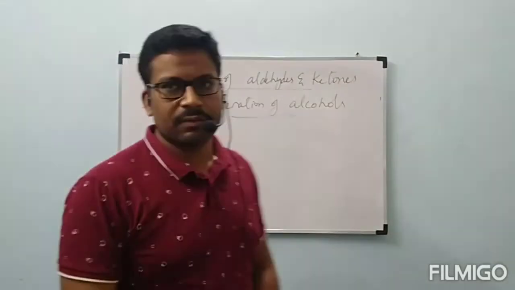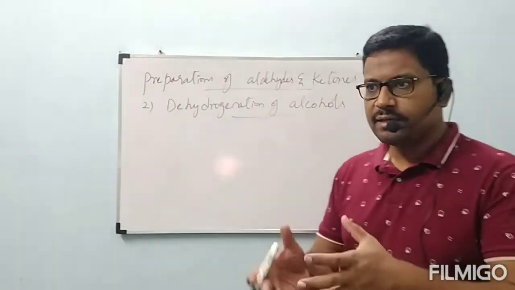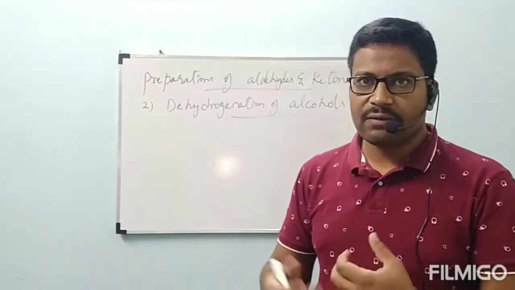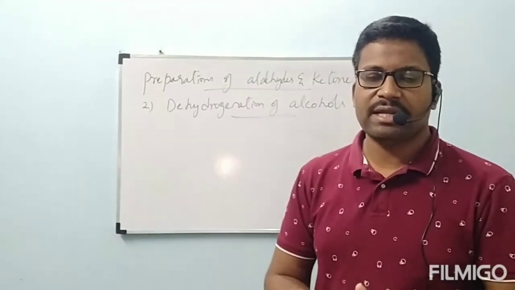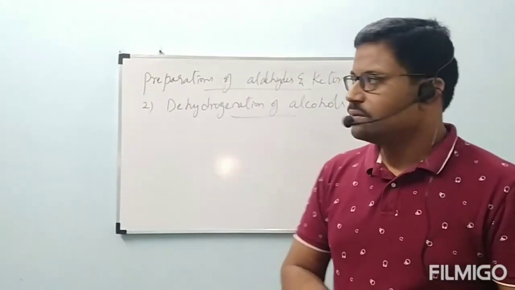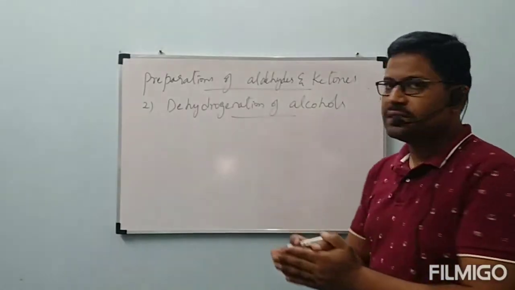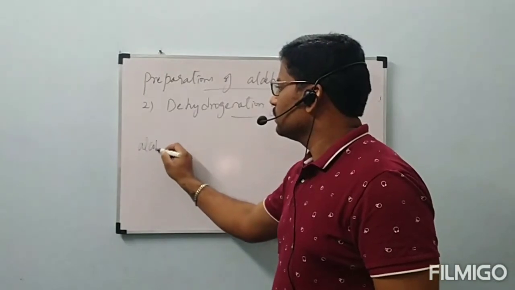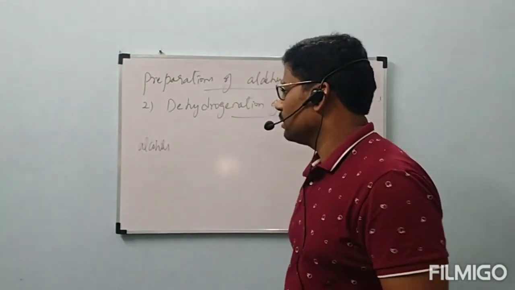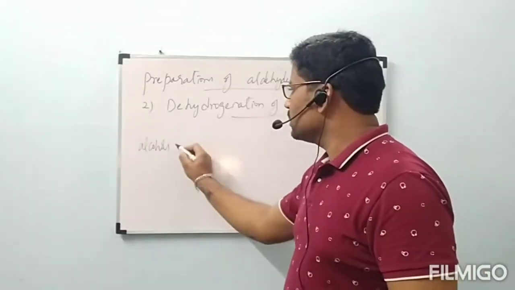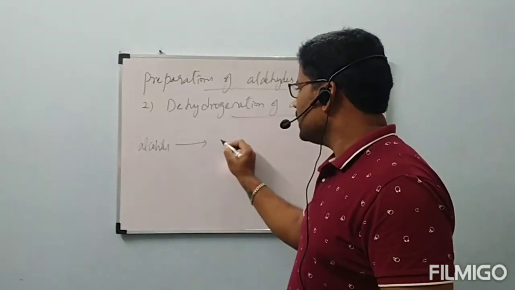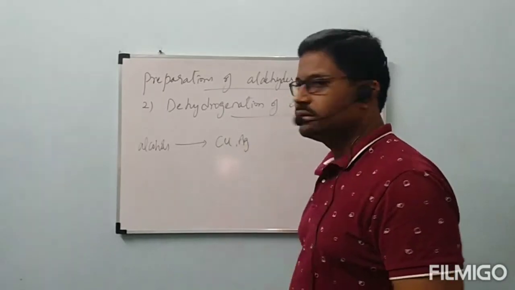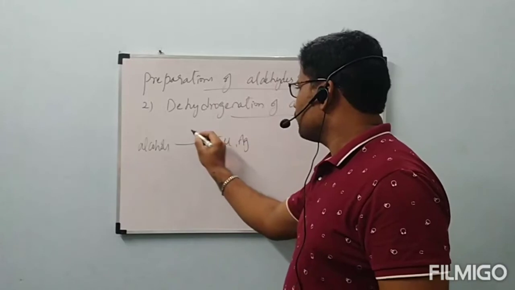Dehydrogenation is also nothing but removal of hydrogen. This technique is used to prepare highly volatile aldehydes or ketones. Now what is going to happen in this dehydrogenation? Vapors of alcohols are passed through a highly heated metal like copper or silver at a temperature of 573 Kelvin.